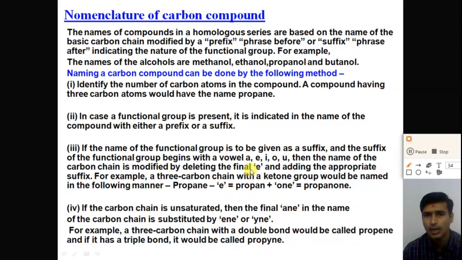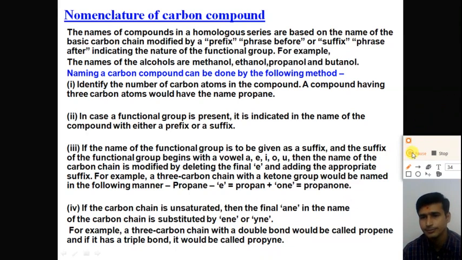So dear student, how can the nomenclature of carbon compounds be done? Understand: first, identify the number of carbon atoms. Second, identify which functional group is present in the carbon compound and modify the name according to the functional group, either in the prefix or in the suffix. And third, if the carbon chain is unsaturated, that is, if a double or triple covalent bond is present in the carbon chain, its name is modified, like "ene" or "yne".